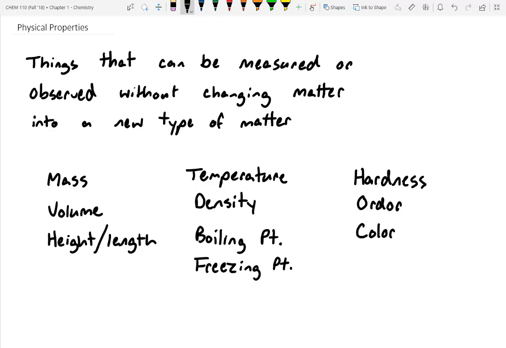But all of these are things we can look at without changing something, right? We can measure these, we can record data, we can put that in our lab notebook. So all of these are important things to include anytime you're doing experiments.